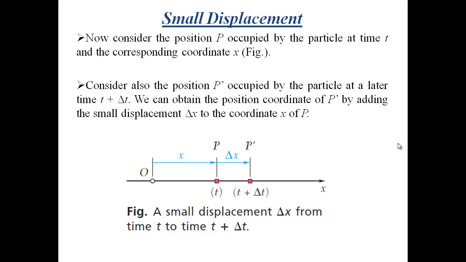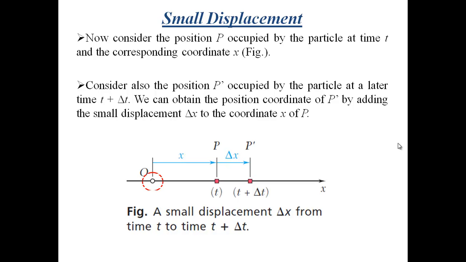Based on the figure, from O to P the distance is x, and from P to P dash is the change due to the small variation in time. According to that there is a small change in displacement, which we call the small displacement from P to P dash. To get the distance of P dash, you add x and del x. Similarly, adding t and a small change in time del t gives the time with respect to the origin. If you refer to the figure, you will understand it better.